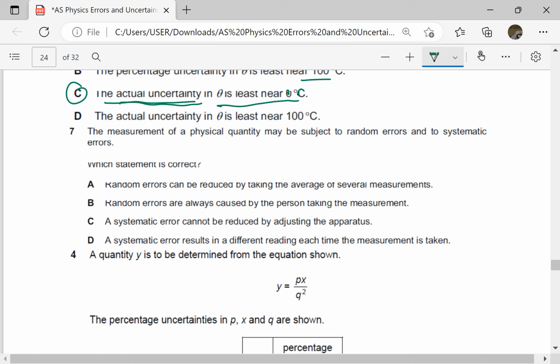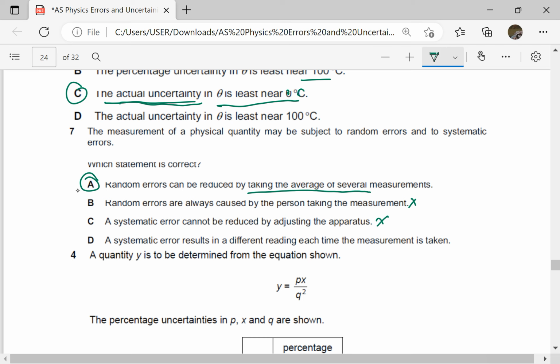The measurement of a physical quantity may be subject to random errors and to systematic errors. Which statement is correct? Random errors can be reduced by taking the average of several measurements. That is very correct. Random errors are always caused by a person taking the measurement, not at all. A systematic error cannot be reduced by adjusting the apparatus, it can be removed.